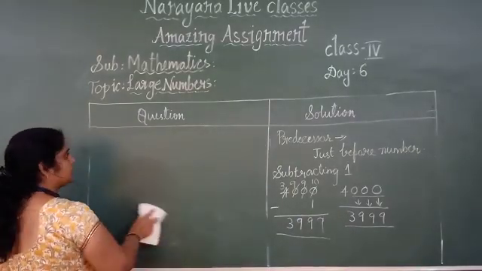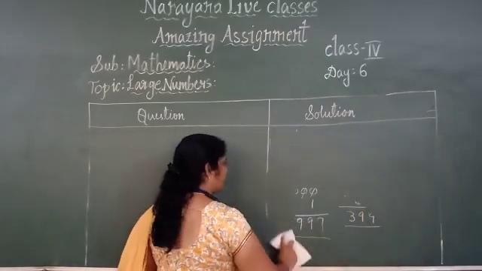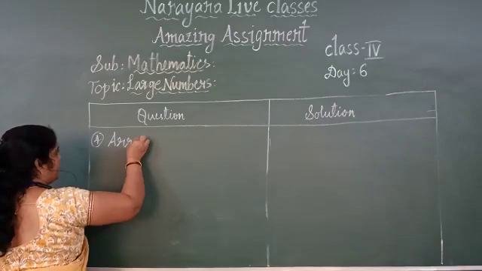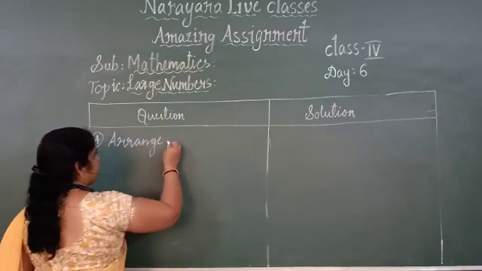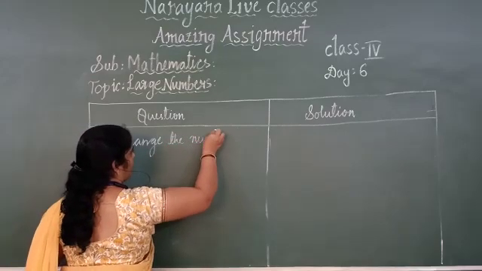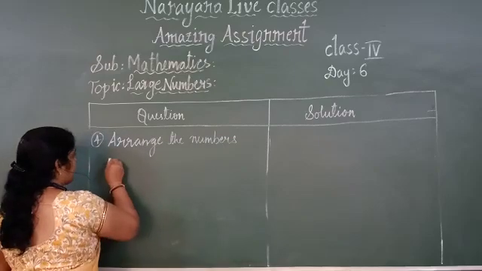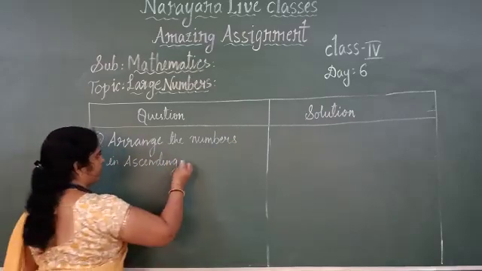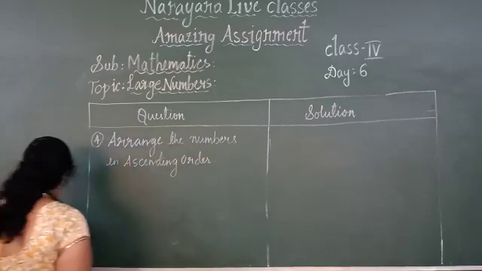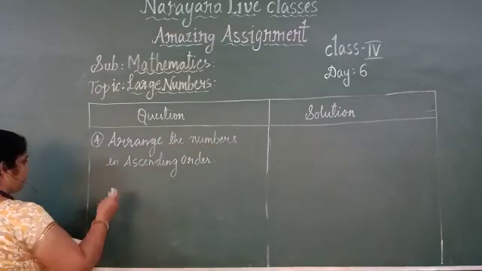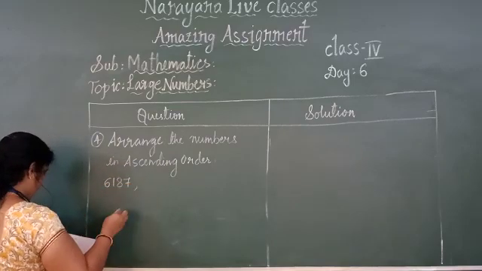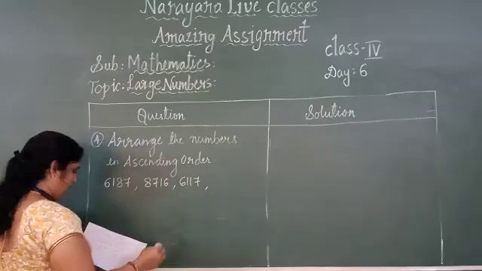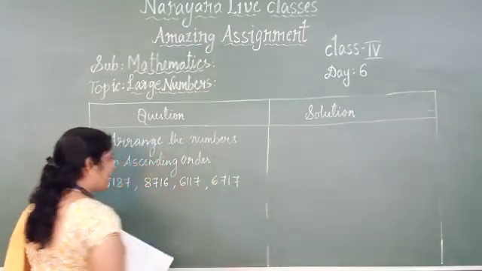The next question is, arrange the numbers in ascending order. What are the numbers we will see? 6,187, 8,716, 6,117, 6,717. These are the numbers.